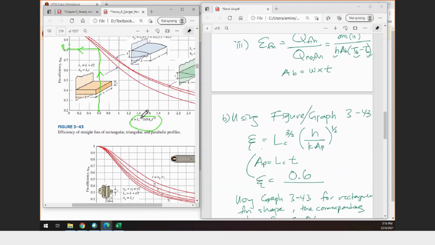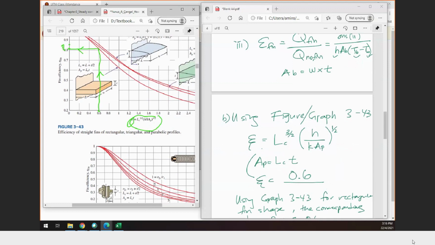If you look to the figure 3.43, they do not mention it, they just say fin profile parameter. So there is no specific name for this symbol. They just say that it's a fin profile parameter.